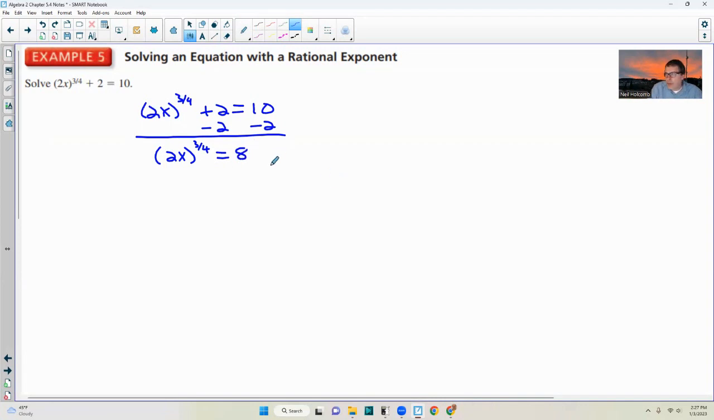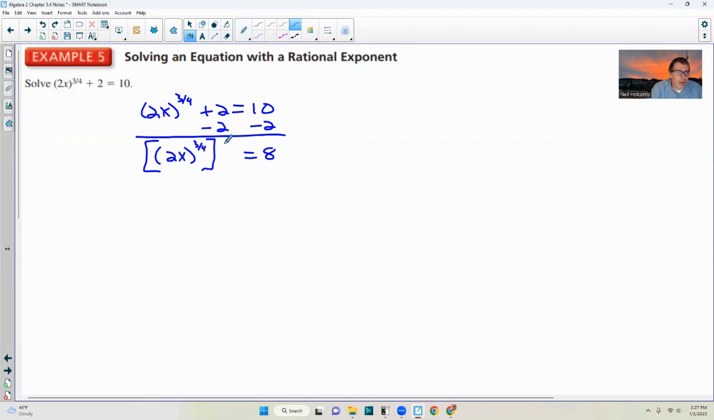Okay, that's step 1. 2x to the 3/4 equals 8. Well, I want my power to be 1. So let me just make some room here. The 4 is connected, so I'll just erase that and rewrite it where it belongs. I'm going to leave a little space there because I'm going to put a bracket around this.